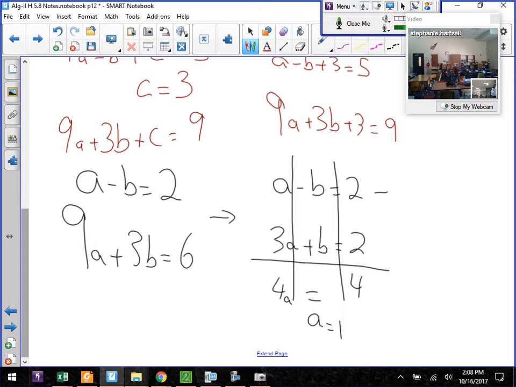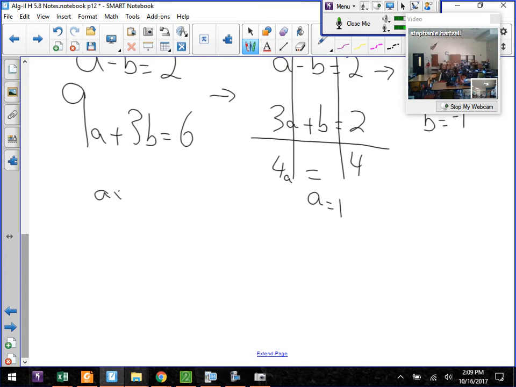So if a is 1, 1 minus what is 2? Negative 1. Very good. So it gives me a b value of negative 1, and we already had our c value of 3. Which goes back to the idea of standard form, ax squared plus bx plus c. We have 1x squared minus 1x plus 3. And there's my equation.